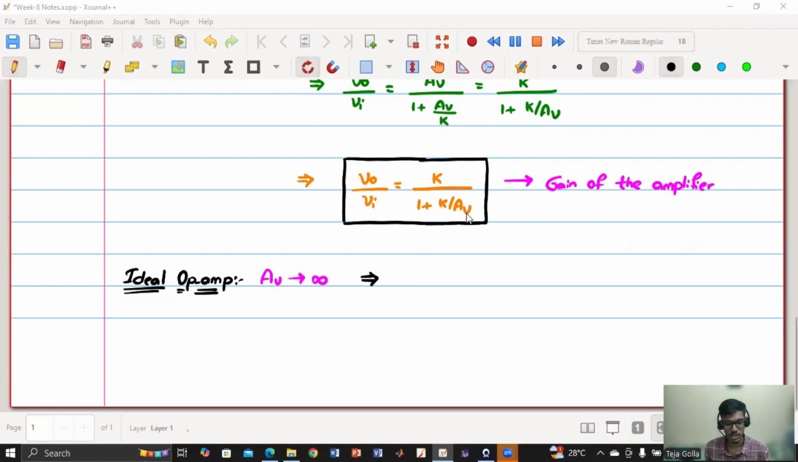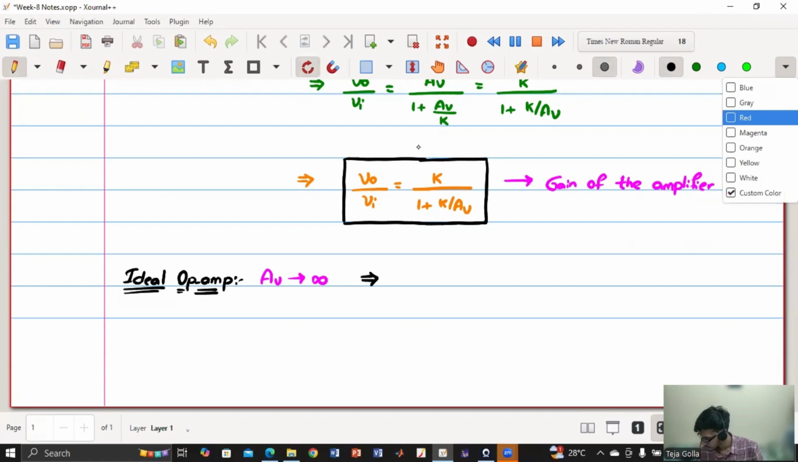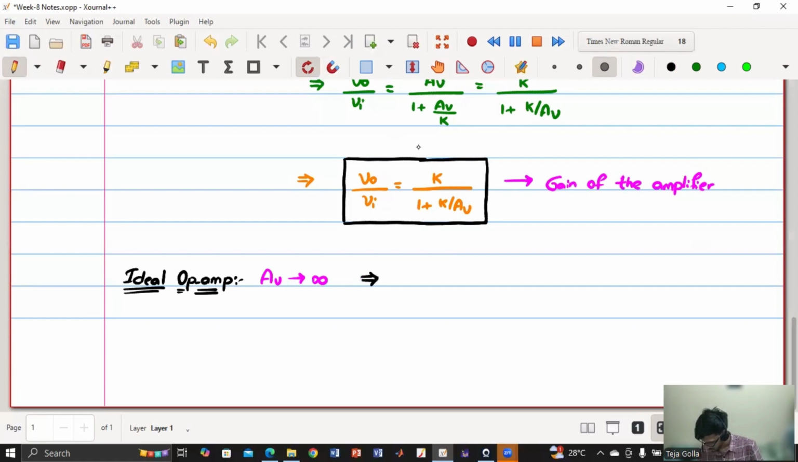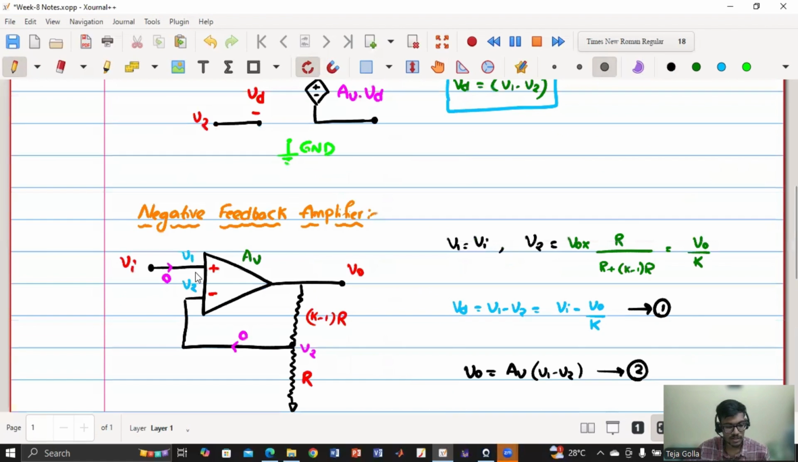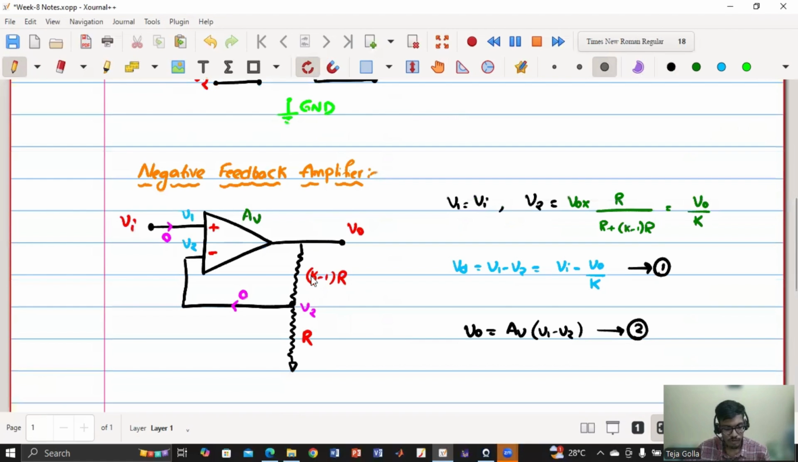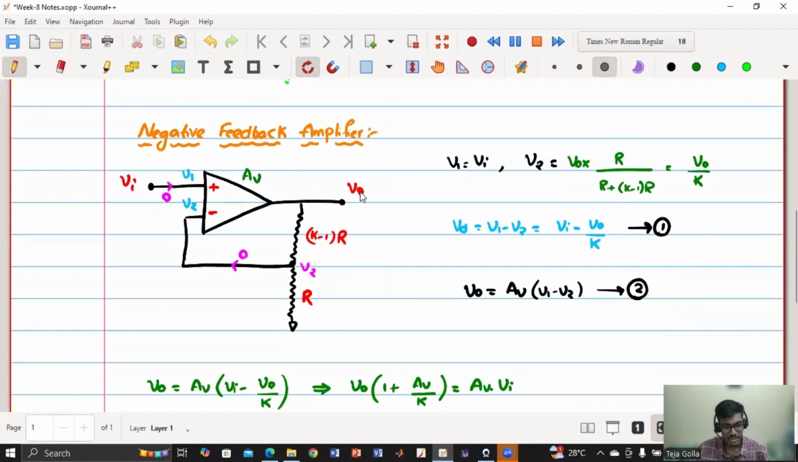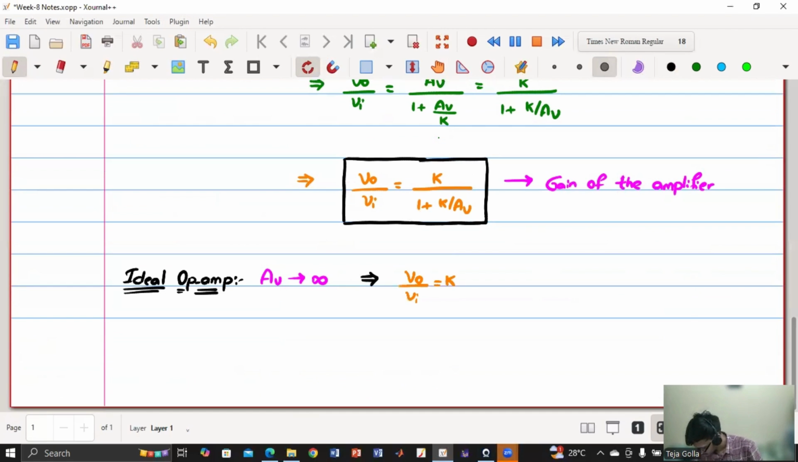In this above equation, if I keep AV as infinite, what will be my V naught by Vi? Someone has said K. Yes, Roshan Ghosh, you're right. So V naught by Vi will be equal to K. So the gain of the amplifier is K. It is independent of AV because AV is infinite. So it depends upon the ratio of these two resistors. So it is K. So this is my V naught by Vi.